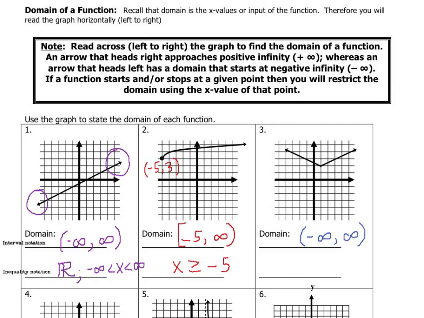In inequality notation, it would be the same as the first example. So you'll often see it written as this fancy looking R, but another acceptable way to write it would be -infinity is less than x is less than infinity.